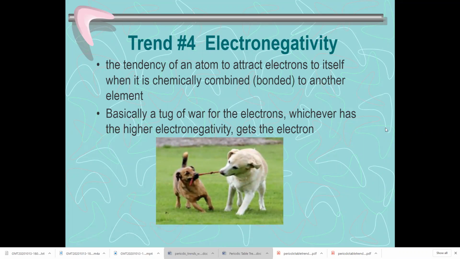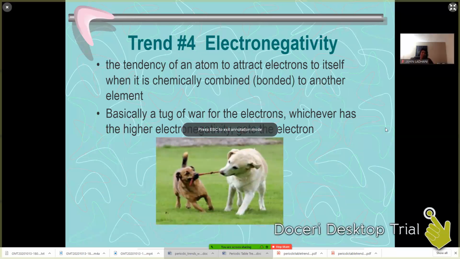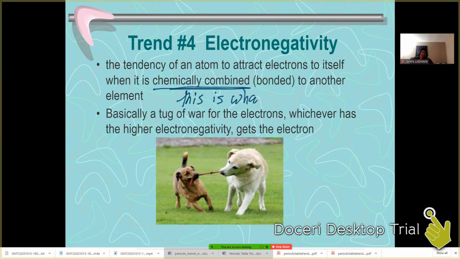So next one, electronegativity. The tendency of an atom to attract electrons to itself when it's part of a chemical bond. So this wouldn't just be an element by itself. It has to be some elements that are bound together. This is what gives water its polarity. I know y'all remember from biology that water is polar.